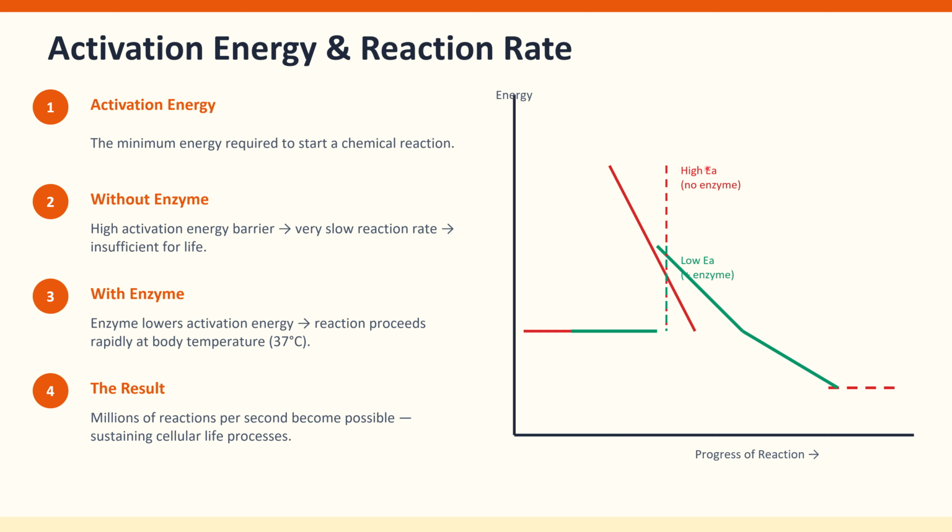Let's look at the graph. First, let's define activation energy. That is EA. EA represents activation energy, the minimum energy required to start a chemical reaction. Think of it like a giant hill that molecules have to climb over before they can turn into products. If they cannot get over the hill, the reaction never happens. Then life without enzyme: high activation energy barrier, very slow reaction rate, insufficient for life.